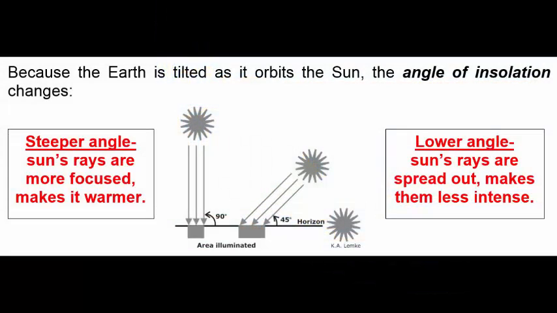At the bottom of your notes, you'll see a diagram showing the sun's rays hitting Earth's surface at different angles. Notice on the left, the sun's rays are hitting at a steeper angle. Notice at the bottom, the sun's rays are more focused. When the rays are more focused, it makes it warmer. Now, if those same rays are hitting the Earth's surface at a much lower angle, you can see that when they hit the surface, they get spread out. So when they're spread out, it makes those rays less intense, and it makes it not as warm there.